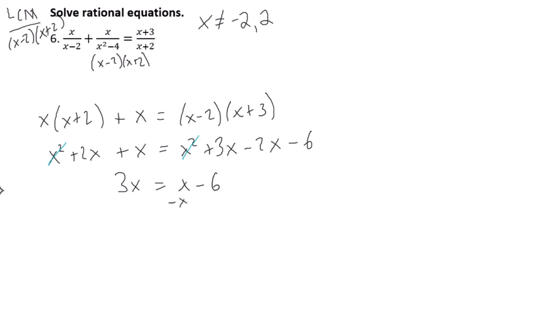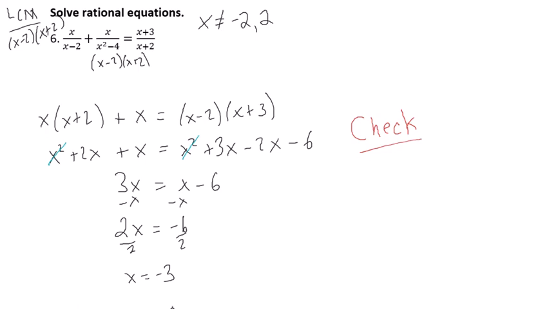Get your variables to one side. We get 2x equals negative 6. Divide by 2, x equals negative 3. Let's go ahead and check this one. Like I said before, it's always a good habit to check it. We're going to quick check this one.